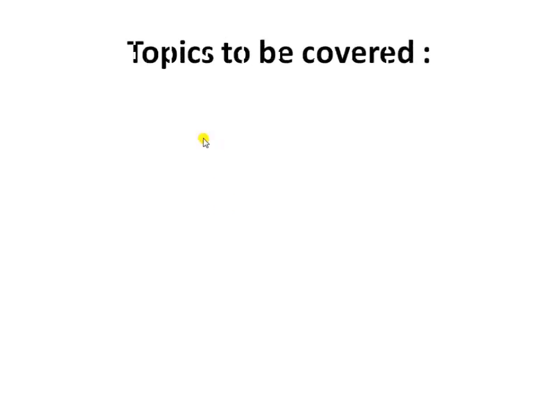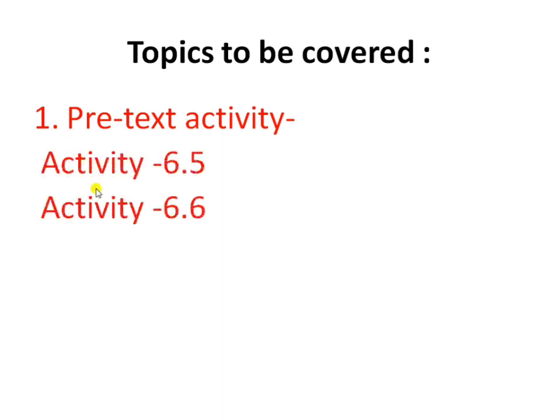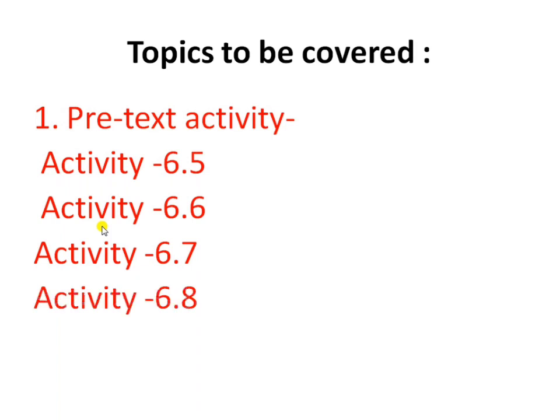In this lecture we will be covering some topics. The first topic is the pretext activity. We have the 4 activities here that we are going to cover in this video one by one. Next is rusting of iron. So let's start with the first topic, the pretext activity, or the first activity, that is 6.5.